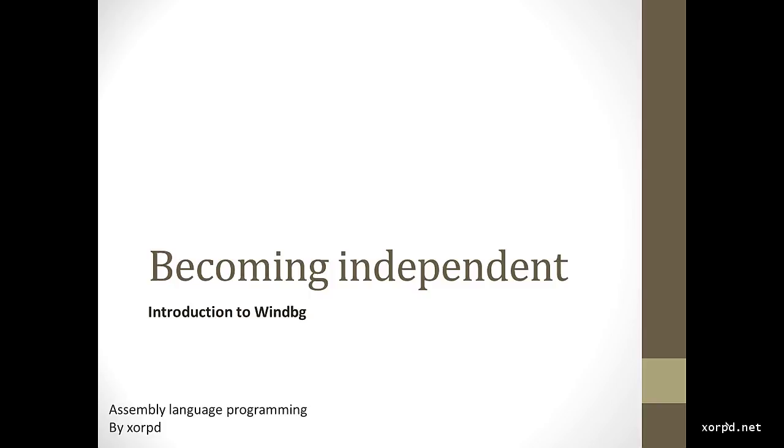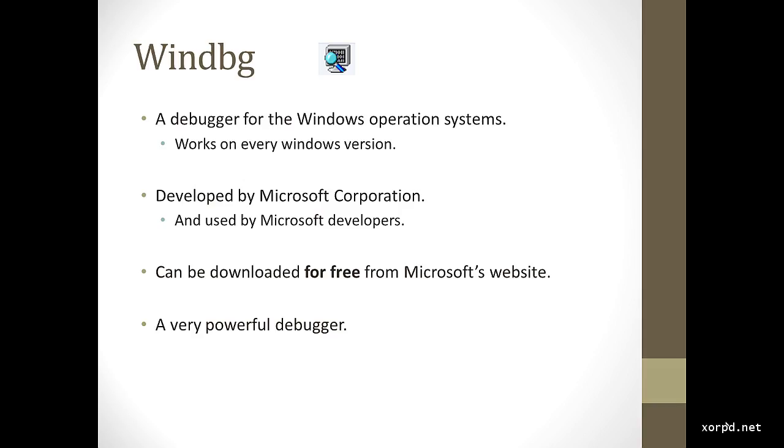This lesson is called Introduction to WinDbg. WinDbg is a debugger for the Windows operating system. Virtually it works on every Windows version, at least any Windows version that I have seen. It is developed by the Microsoft Corporation, and it is also used internally by Microsoft developers. It can be downloaded for free from the Microsoft website.